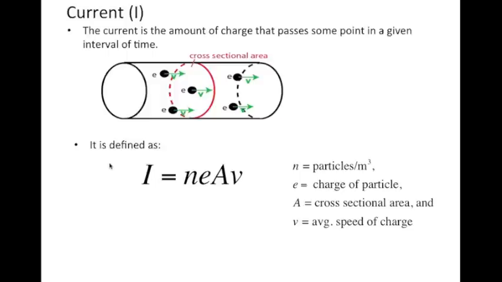It's defined in the following way, where n is the particle density, how many particles there are per unit volume, e is the electric charge, how much charge an electron has, A is the cross-sectional area of the wire, and v is the speed of the charges as they move through the wire. So you can see that n e is how much charge there is per unit volume in the wire, and A times the velocity defines some volume that passes some point per unit time. And so that's the current, relatively straightforward: the amount of charge that passes some point in a given time.